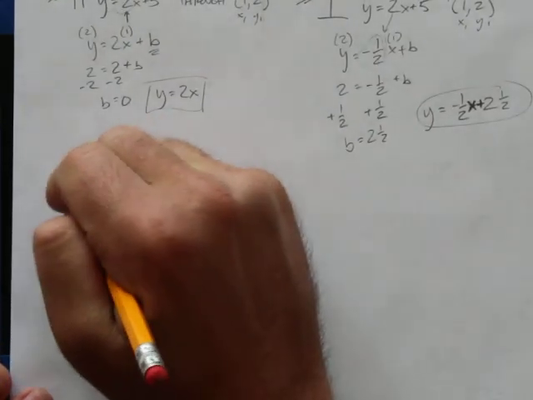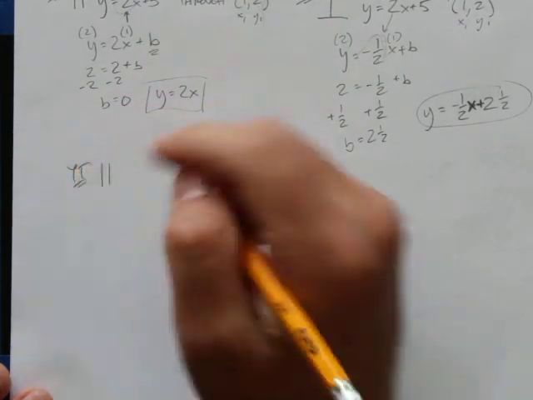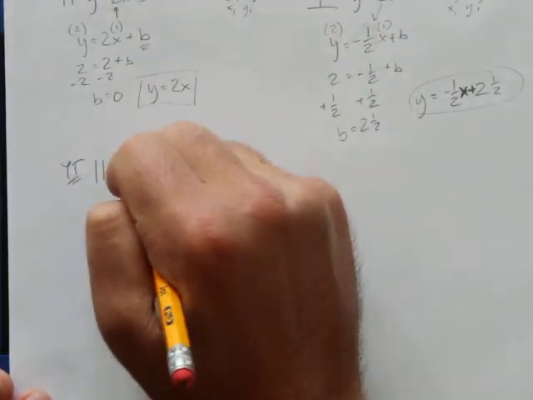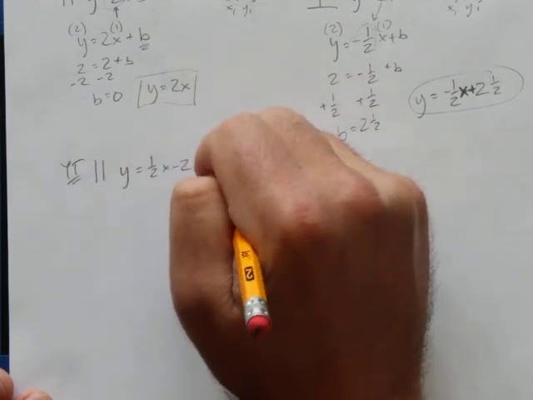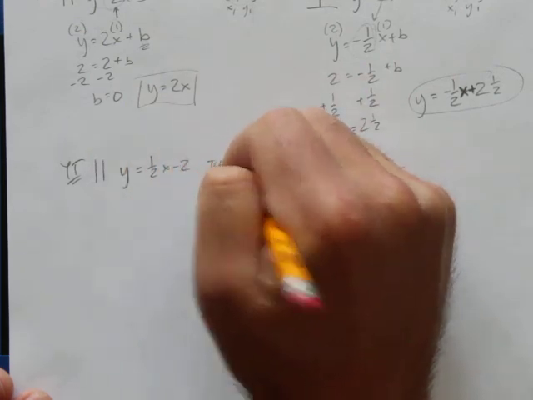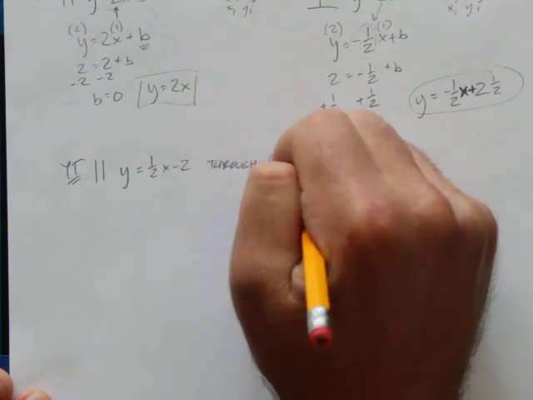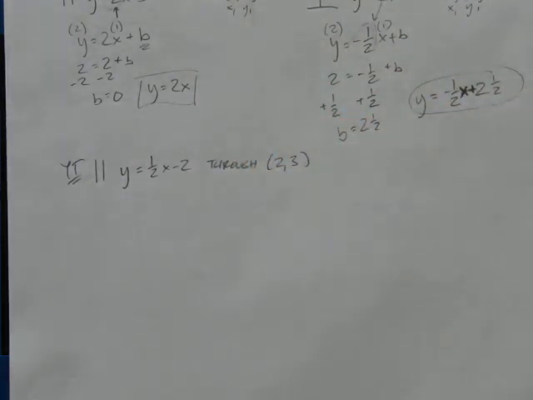Now, here you go. You try. Parallel, find me an equation of a line that's parallel to y equals 1/2 x minus 2, and it goes through 2, 3. Okay, pause, go for it.